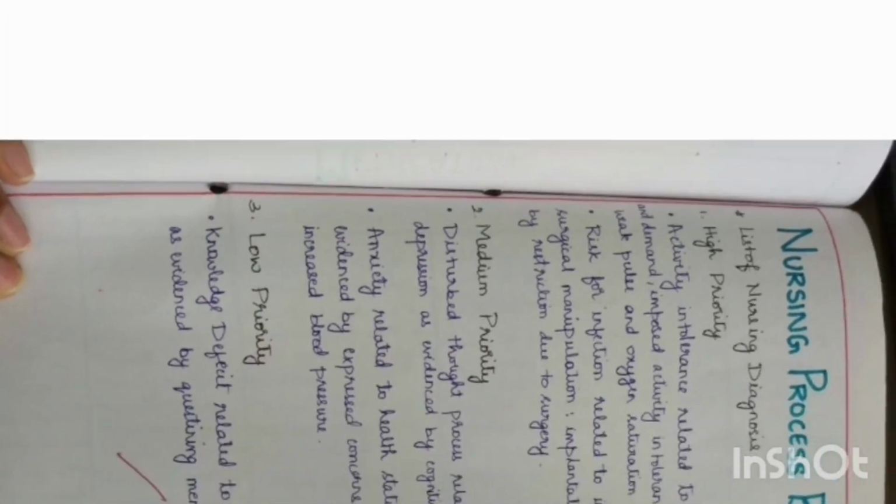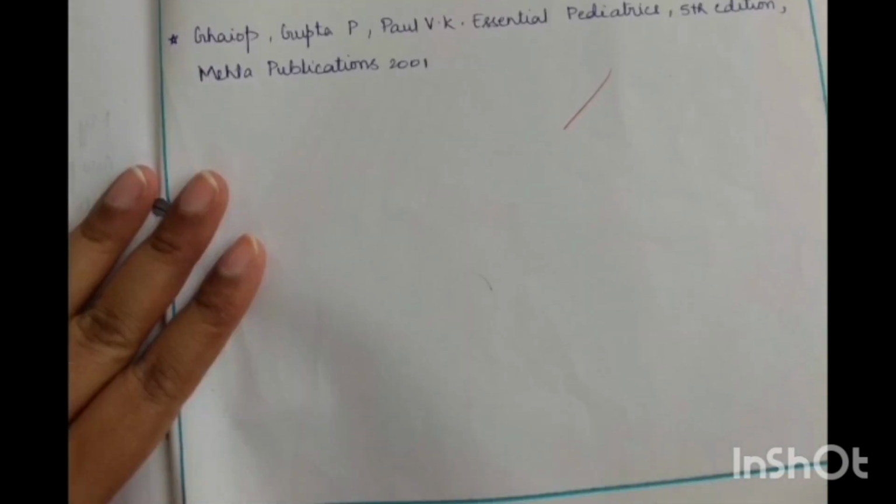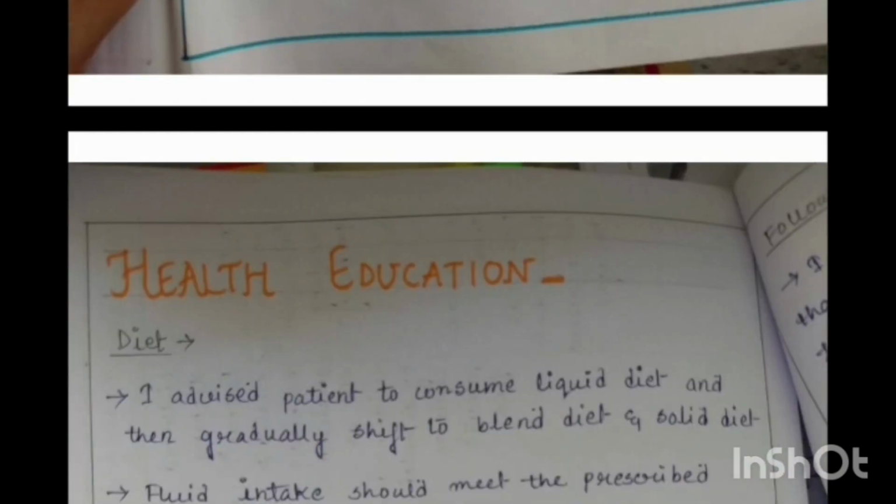Then comes the nursing process. In this, you have to write the high priority, medium priority, and low priority, and then you have to prepare 3 tables. You can write it in short too. And the summary, conclusion and bibliography you may not write, and lastly the viva.